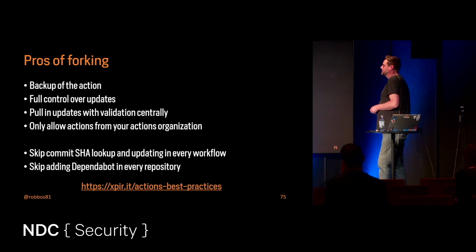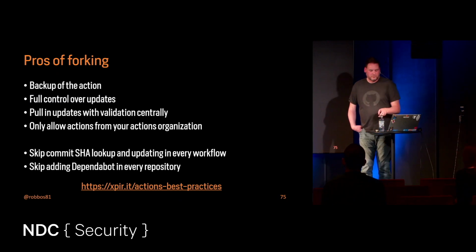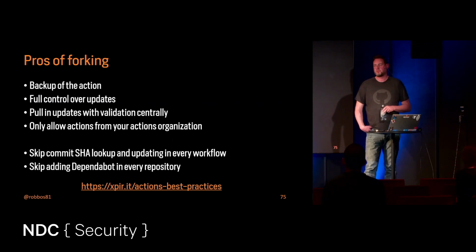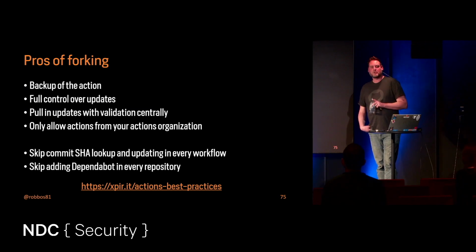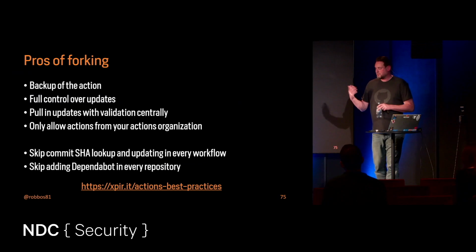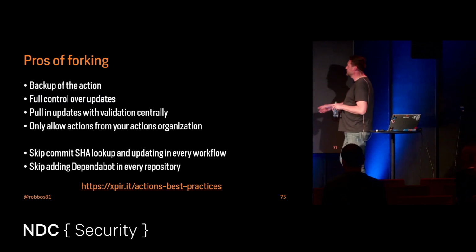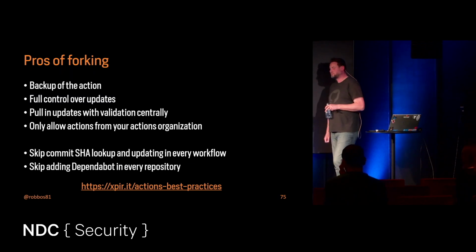Yeah, you should then get closed. So this goes back to my list of pros of forking. You've got a backup of the action. You have full control over updates now. You're pulling in all the updates centrally, so you don't have to manage Dependabot in 20 different repositories with 20 different pull requests for 20 times the same action. So you have a level of trust here. And you can then say, I only want to allow actions for my actions organization.